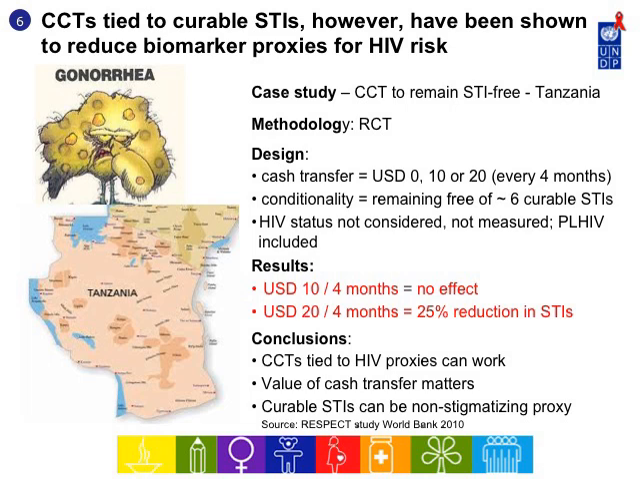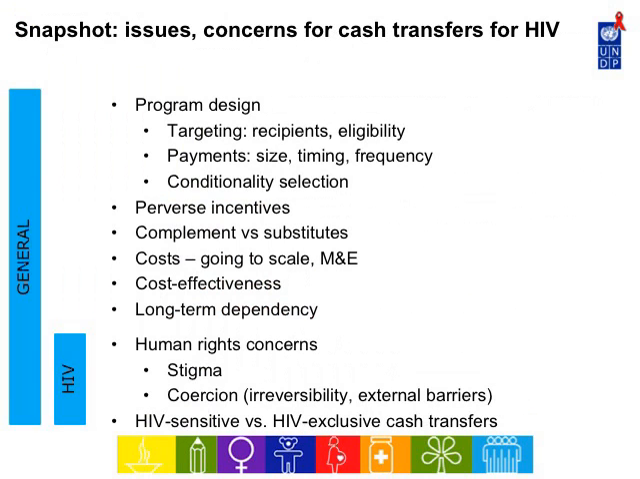The lowest level of cash transfer, which is $10 every 4 months or $30 every year, had no effect on STI rates. But those who were receiving the $20 every 4 months had a 25% reduction in STIs. So the conclusions, the takeaways from this particular study, and again, it's just one study, was that CCTs tied to HIV proxies can work, the value of the cash transfers matter, and that using curable STIs can be a non-stigmatizing proxy. So this is just to wrap up.